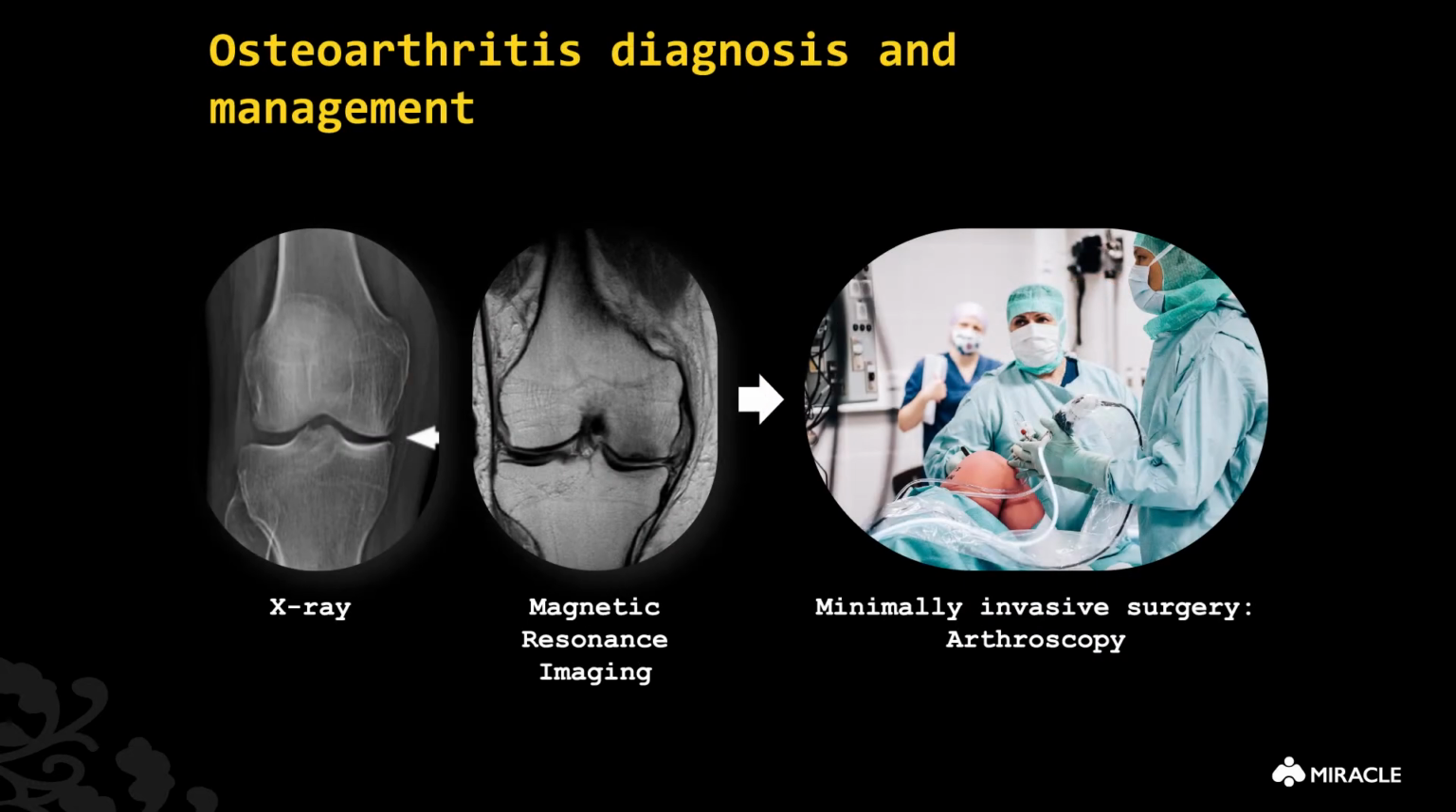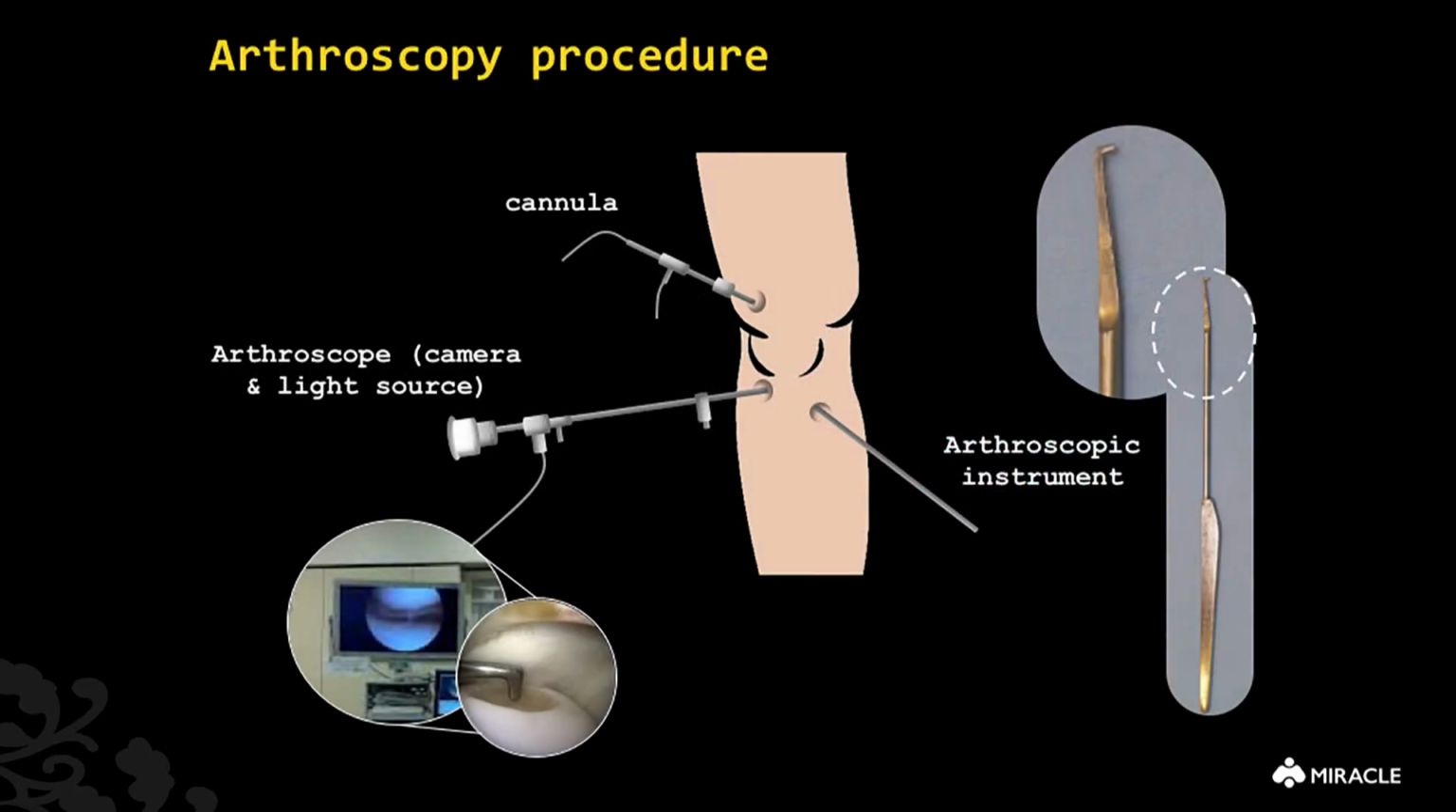The diagnosis of osteoarthritis is first based on the patient's description of the symptoms, and later can be confirmed by X-ray or magnetic resonance imaging. Unfortunately, there is no cure for osteoarthritis, and sometimes a small surgery called arthroscopy is necessary. The arthroscopy procedure is performed by making three small holes in the joint, one for a video camera, one for the cannula, and one for the arthroscopic instrument.